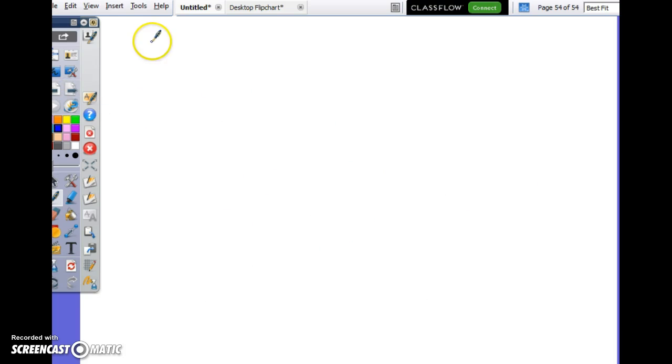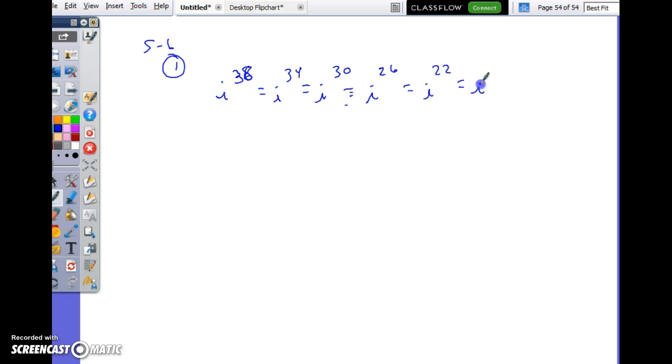So here we go. 5, 6, number 1. If you look at the back, it's i to the 38. There's 2 ways to do this. One of them is the slog method. The slog method is as follows. i to the 38th, same as i to the 34th, same as i to the 30th, which is the same as i to the 26th, same as i to the 22nd, i to the 18th, i to the 14th, i to the 10th, i to the 6th, i to the 2nd, which is negative 1. I'm done. That would be the slog method.